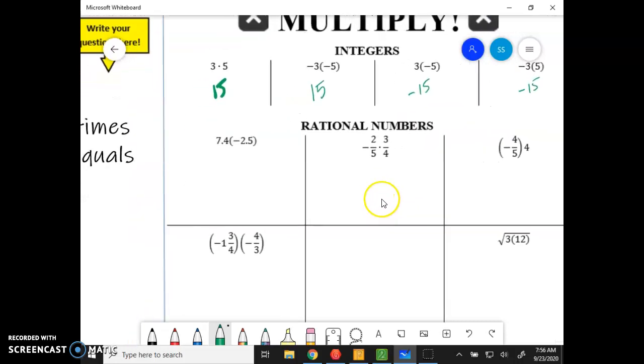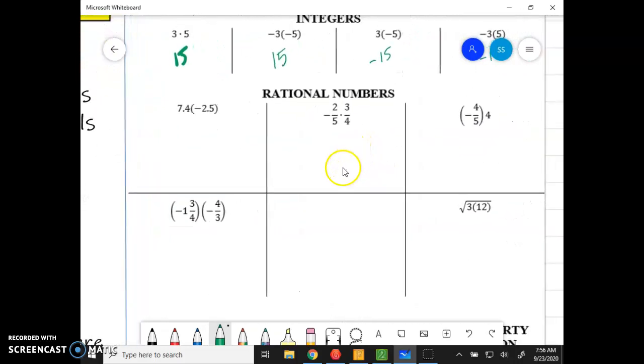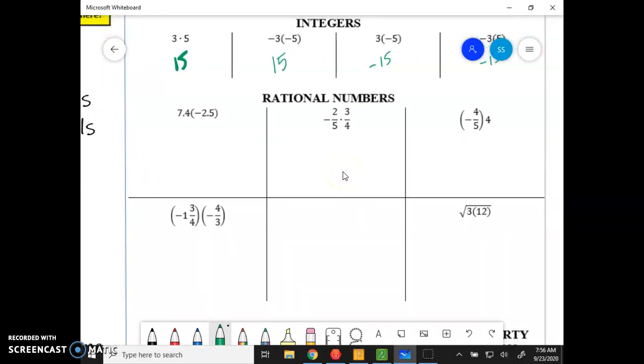All right, the next one, really, it's just calculator work here, guys. Positive 7.4 times negative 2.5, we're just going to get a negative answer, which is negative 18.5. Okay, and the next one here, we got negative 2/5 times positive 3/4. So we should know that the answer is going to be negative because our signs are different.